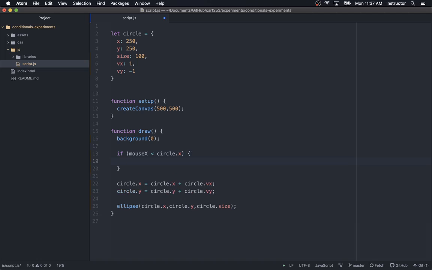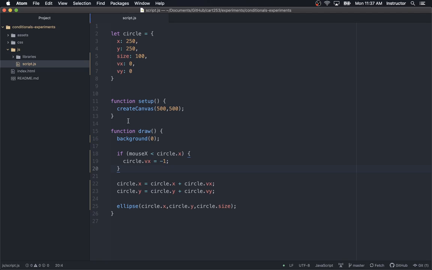What do I want to do? Well, I could do anything I want, but I think a sensible thing to do would be to set the circle's velocity on the X to be -1. And while I'm thinking about this, I'll just set its initial velocity to be 0 and 0. So if the mouse is to the left of the circle, set its velocity to -1, which would start it moving to the left, right? So if the mouse is to the left, the circle moves to the left. We're having it follow the mouse in a way. We can test this already, so let's go take a look.